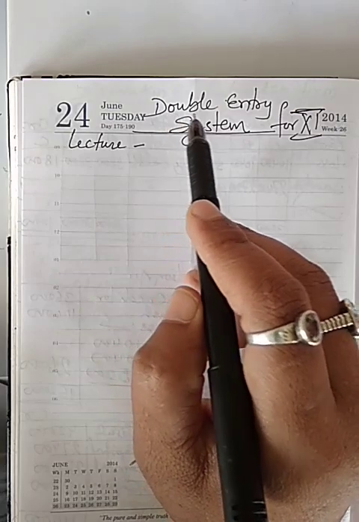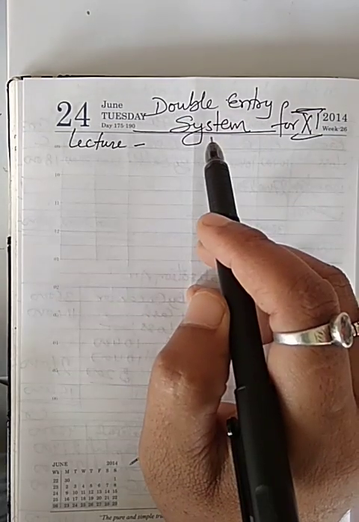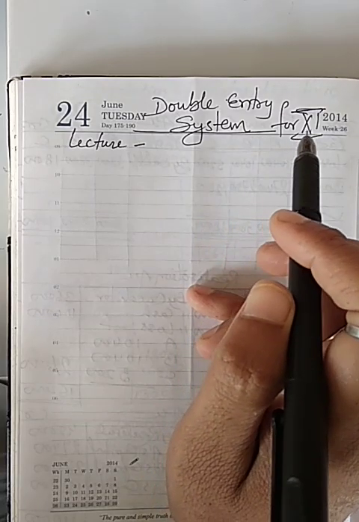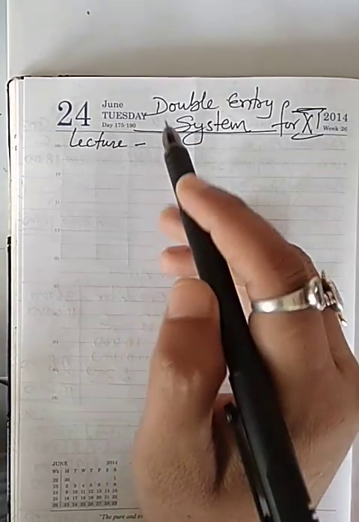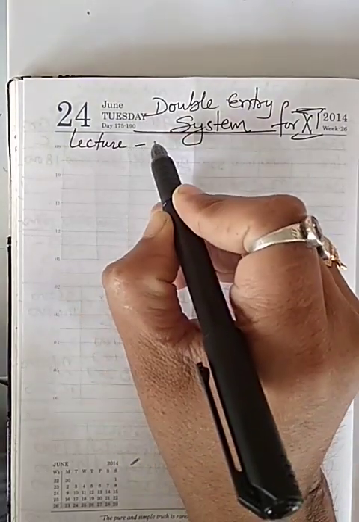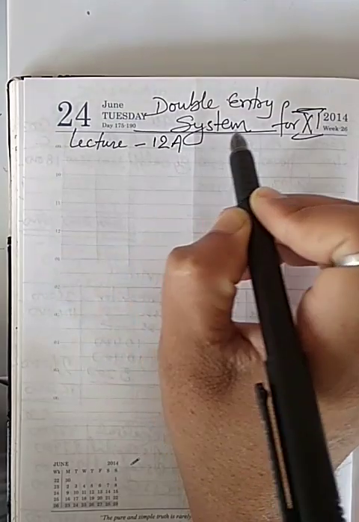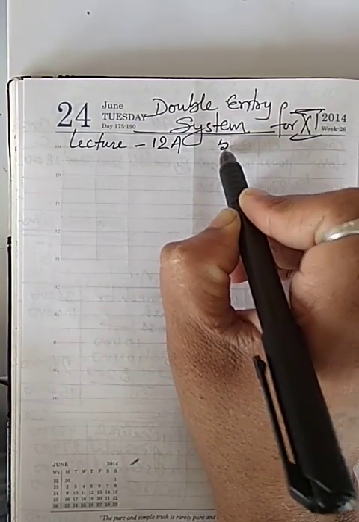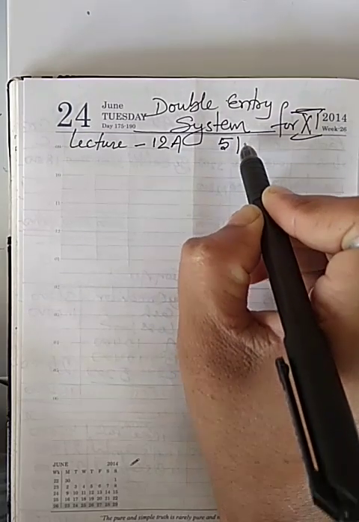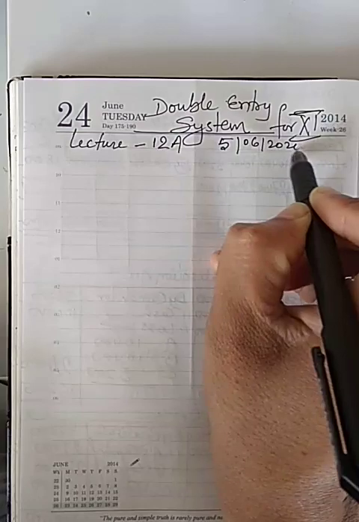Today I am going to teach double entry system for 11th class. This is my lecture number 12A, and today is 5th June 2020.